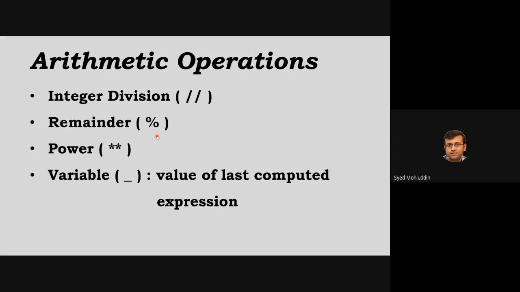Now there is an underscore. This underscore, in Python's IDLE, will give the result of the last computed expression. In terms of operations, we can't call it a binary operator, but once you use the underscore, the value of the last computed expression will be returned in IDLE.